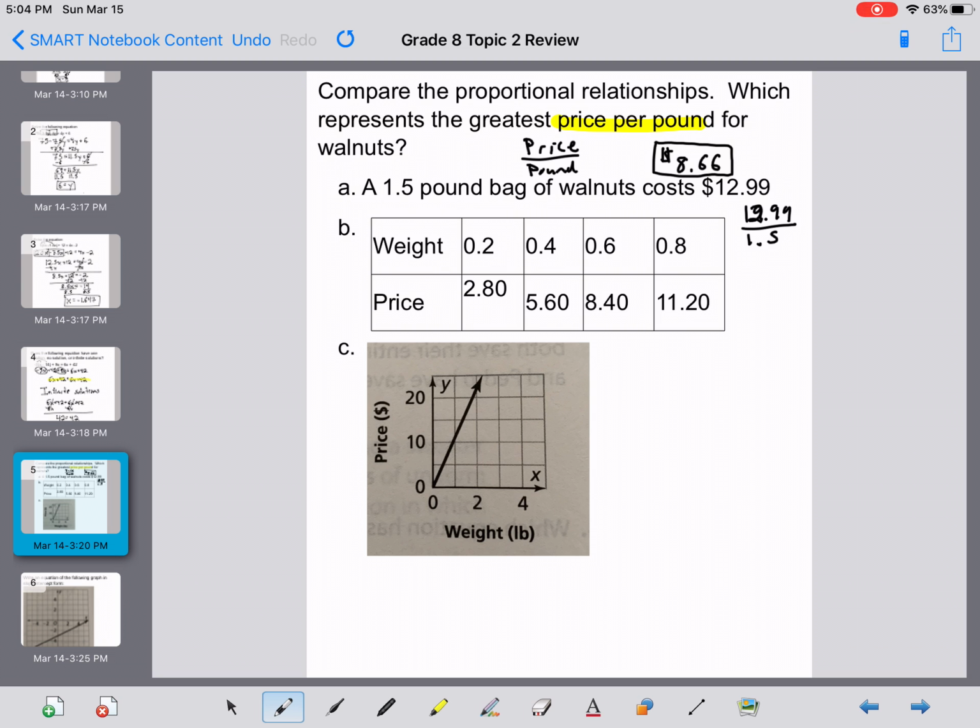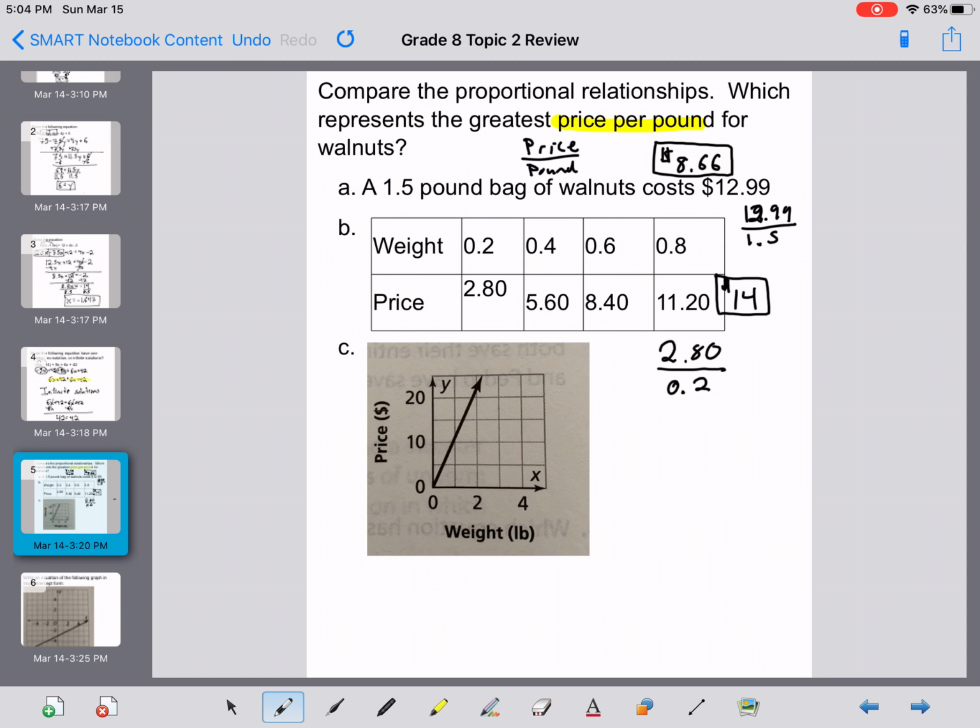For option B, we can do the same thing. I can pick any option. I'm just going to pick the first one. $2.80 divided by the 0.2 pounds. So $2.80 divided by 0.2 is equal to 14. So option B is $14 per pound. So we know at this point that option A is cheaper. So now I have to check option C.